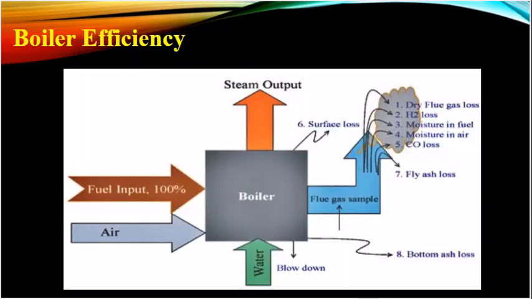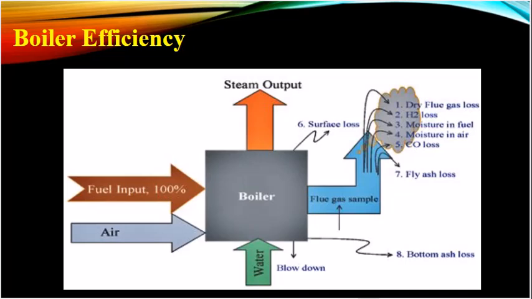Boiler efficiency. This image explains boiler efficiency by illustrating the energy input, output, and losses in a boiler system. The fuel input, 100%, combines with air and water to generate steam as the main useful output. However, various energy losses reduce the boiler's overall efficiency. Dry flue gas loss: heat lost through hot flue gases exiting the stack without transferring enough energy to the water. Hydrogen loss, H2: energy lost due to water vapor formed by hydrogen combustion.